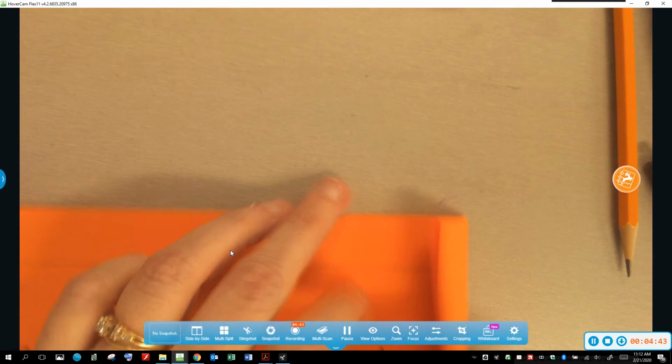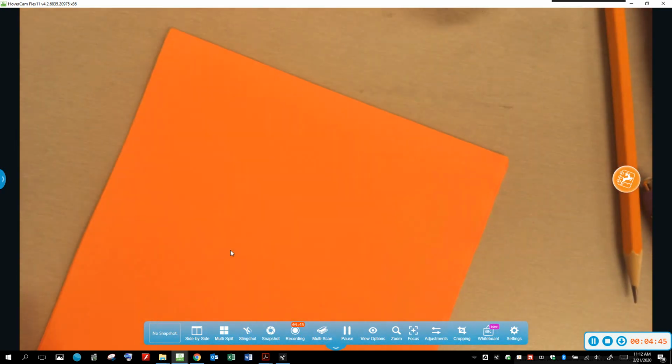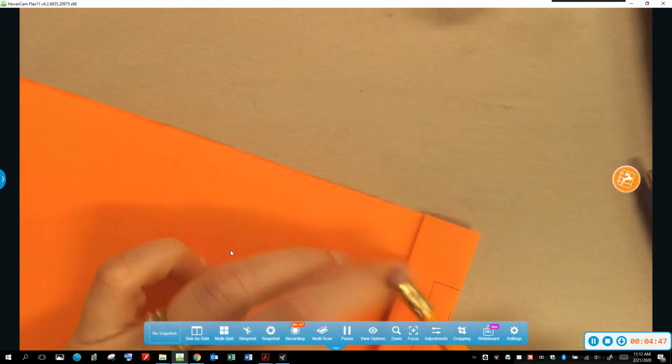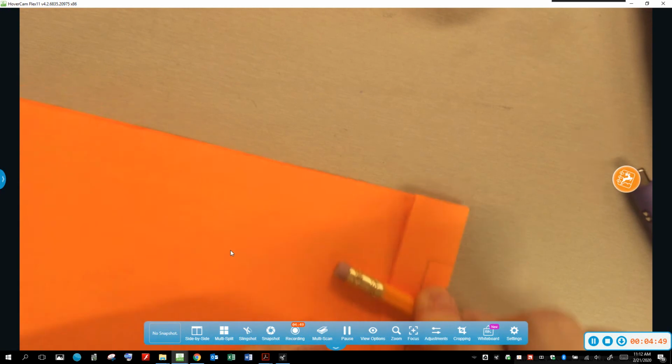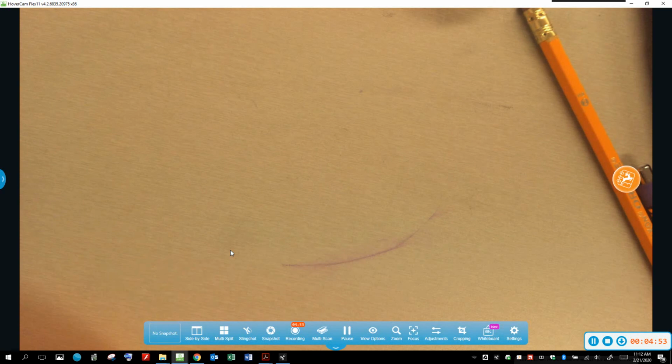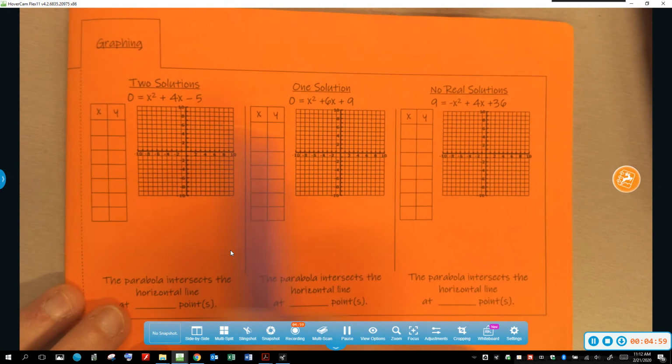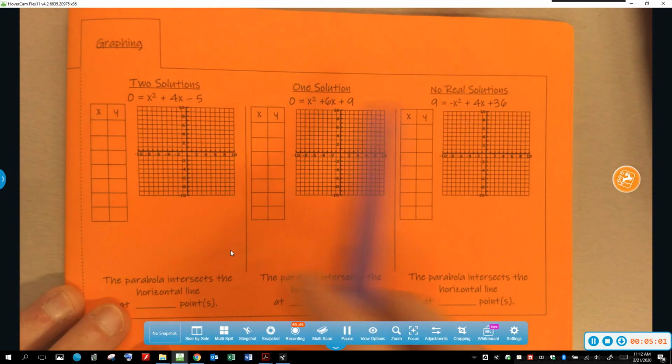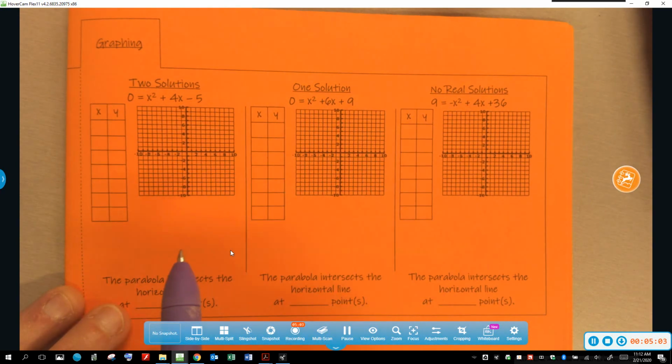which is graphing. And remember, we always start with graphing because it kind of makes sense. You want to look at it. You want to see what it looks like. All right, so on this page, what we're going to do is we're going to start by actually graphing these situations. Okay?